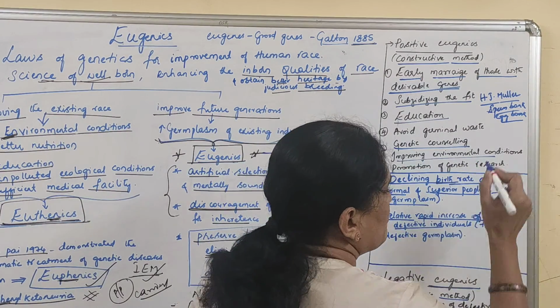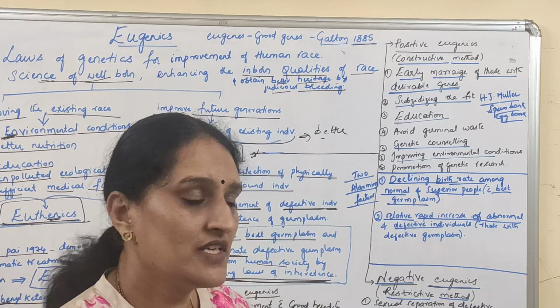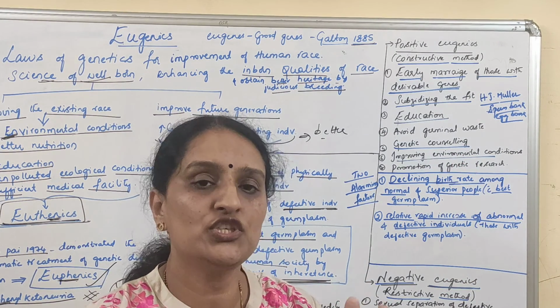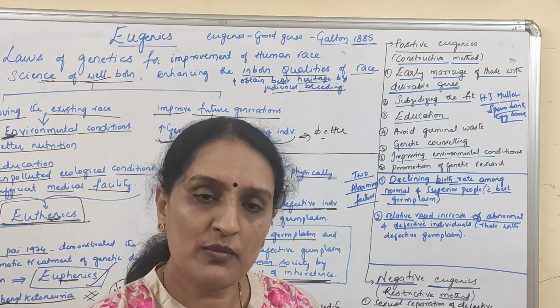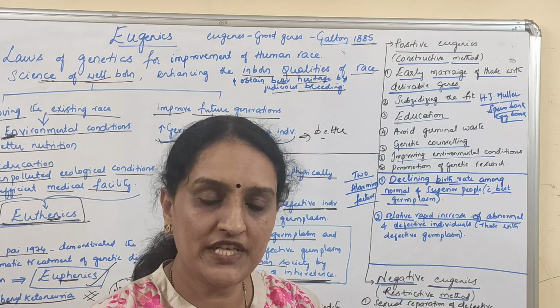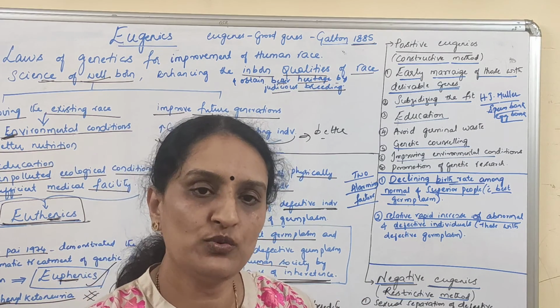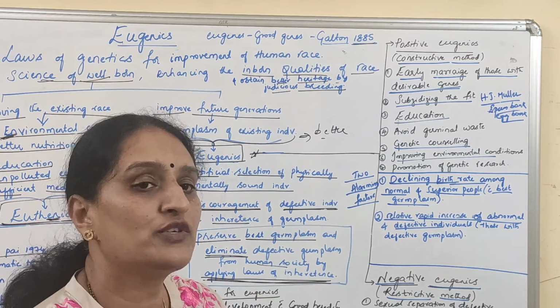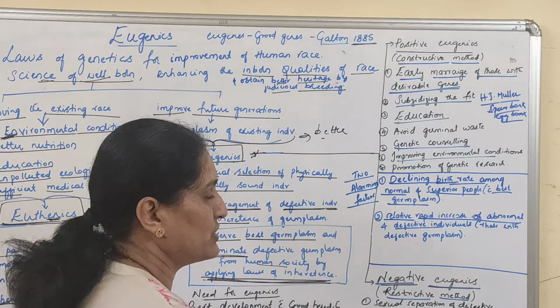Now the next one is improving environmental conditions. Here by environmental conditions, we mean providing a child with good nutrition, a good environment to study, and giving them the best opportunities to learn and groom into a good individual, so that they also in turn contribute more to the positive genes of the gene pool.